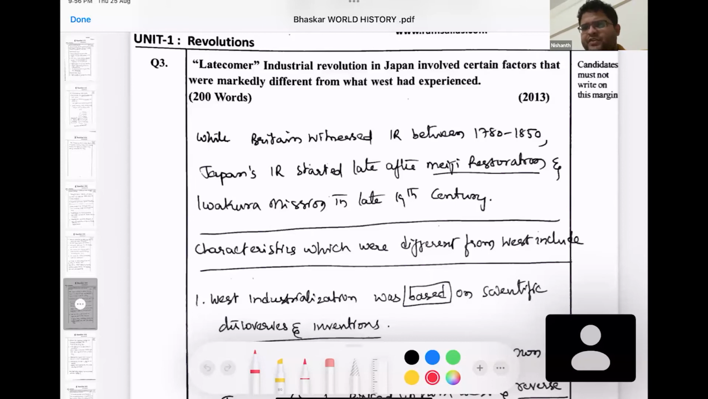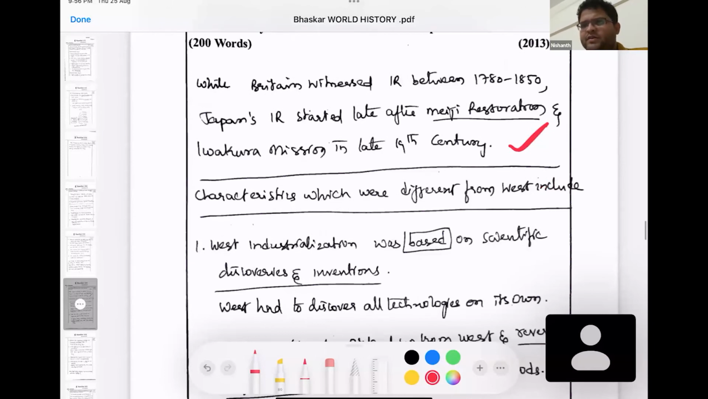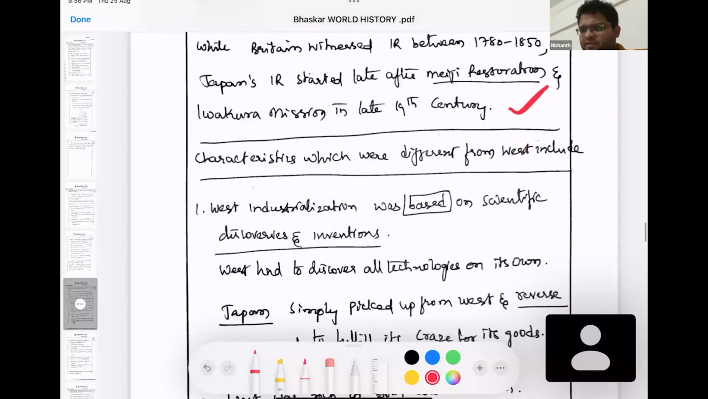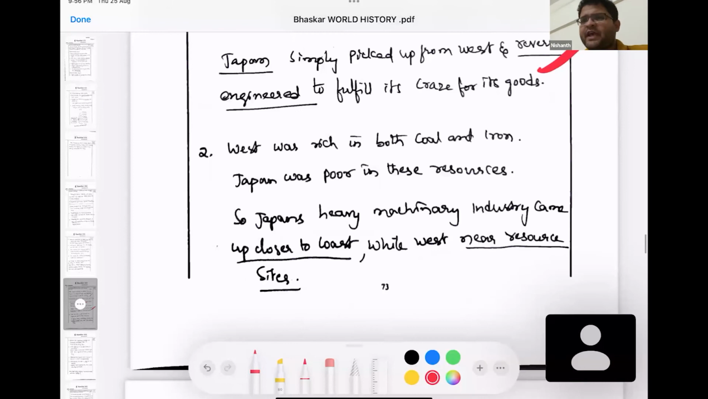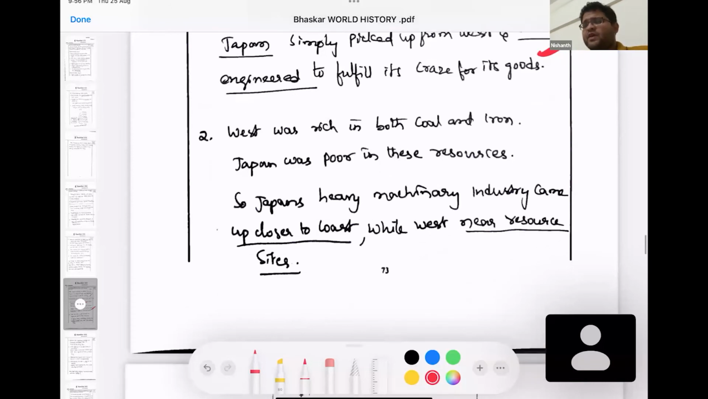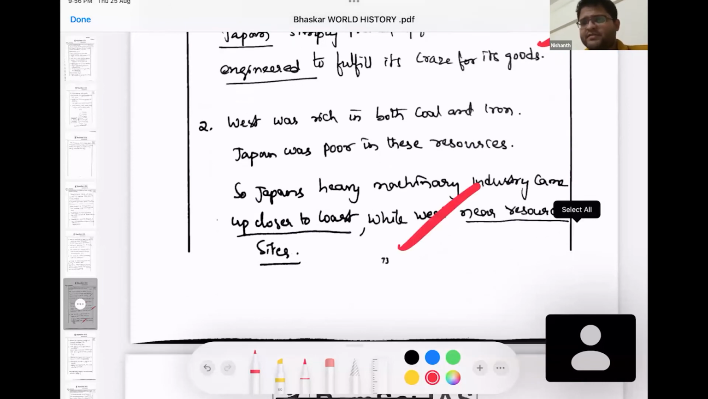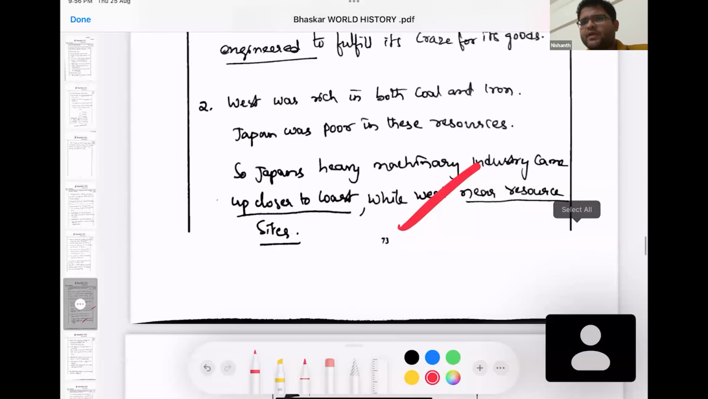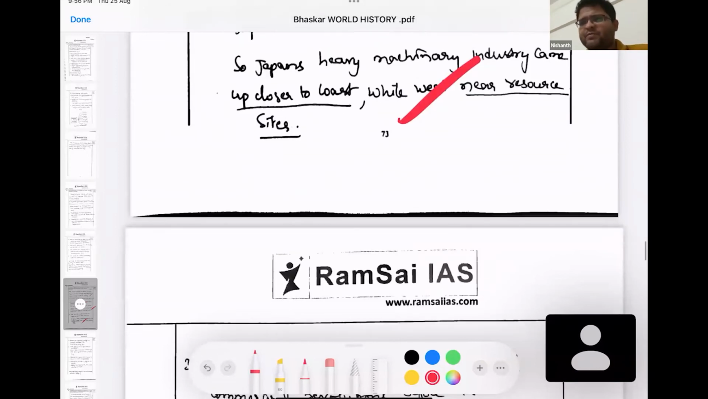Major restoration, yes. Scientific discovery and inventions, reverse engineering, good. Yes. Japanese, though poor in the resources, they have got that through machinery. Yes, it was the commercial revolution before in Japan.